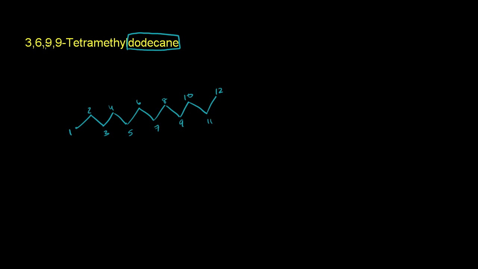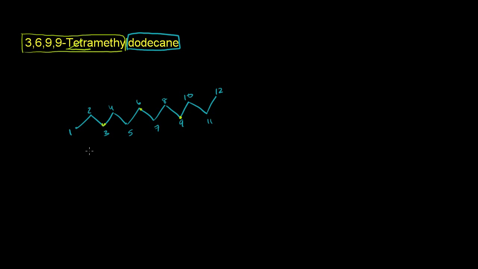And then we have a 3,6,9,9 tetramethyl. And all this is telling us, remember, meth is 1 carbon. So all this is telling us is that at the 3, the 6, and twice at the 9 spot, we have methyl groups. And we have 4 methyl groups. That's all the tetramethyl is saying. So it's a little bit redundant. We know we have 4 of them here, 3, 6, 9, 9. We have methyl groups at each of those places.